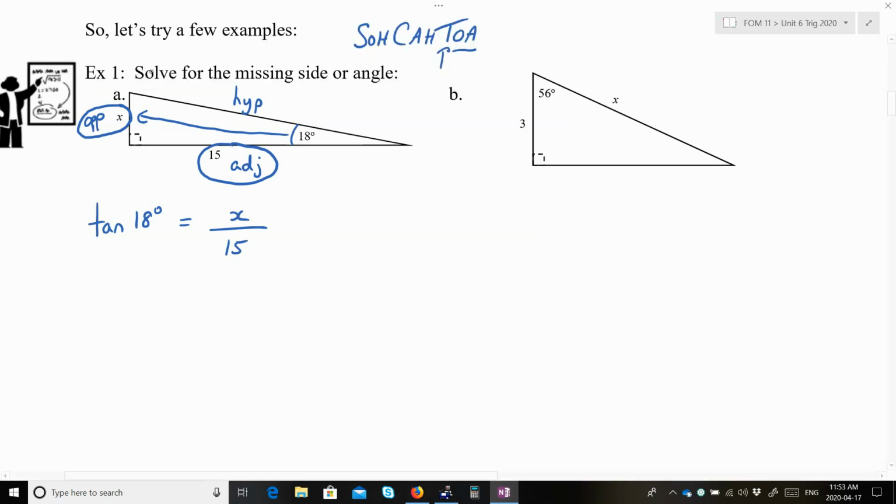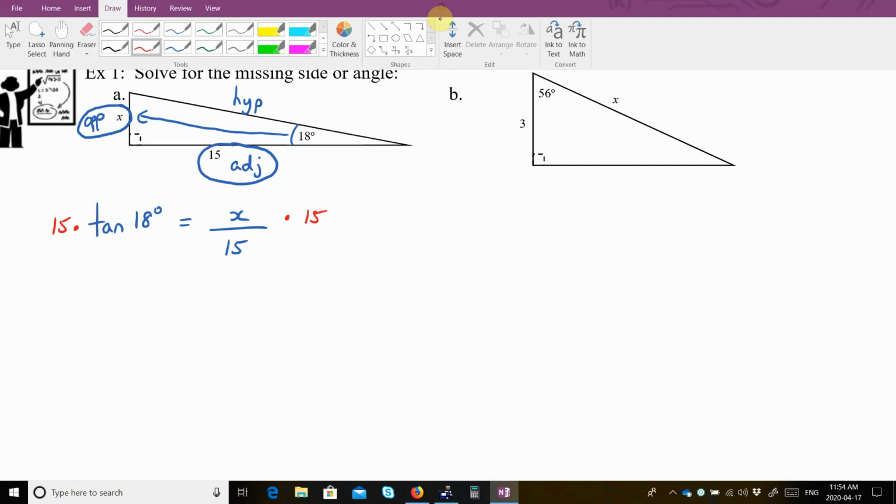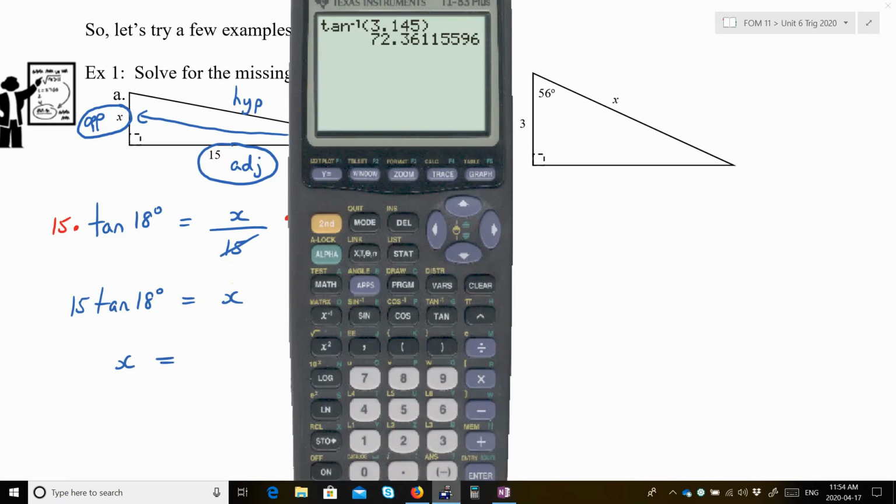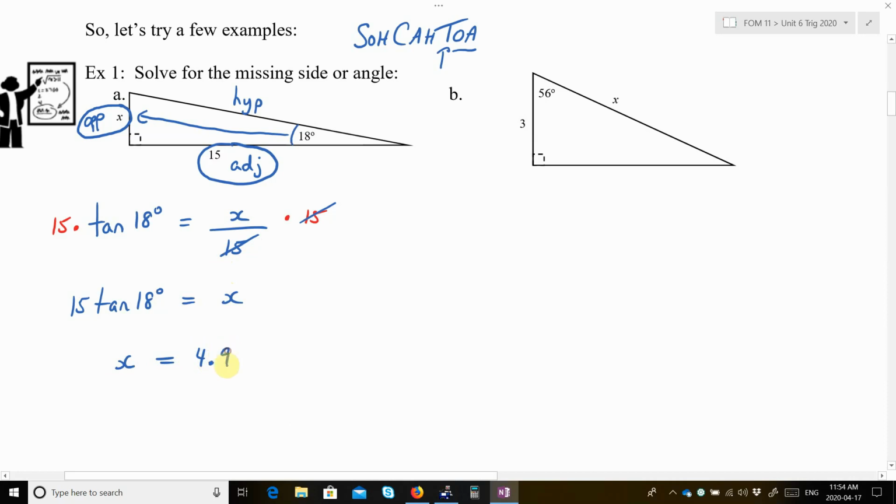Okay, so to get x by itself, it's being divided by 15 right now, so you multiply both sides by 15. We get 15 times tan 18 degrees is equal to 15 divided by 15 is 1, just gives us x. So x is equal to 15 times tan 18, press equals, and we get 4.9, let's say. And that's how you do 1a.